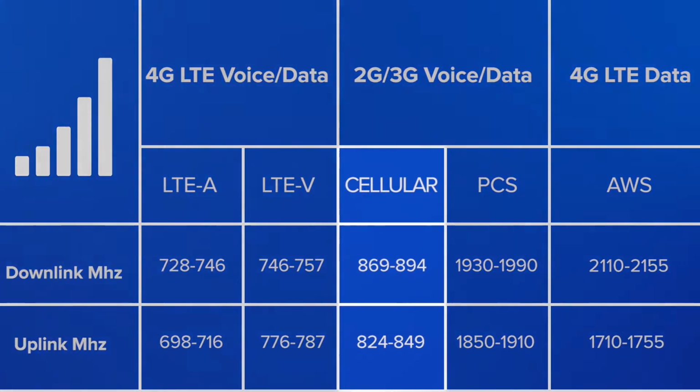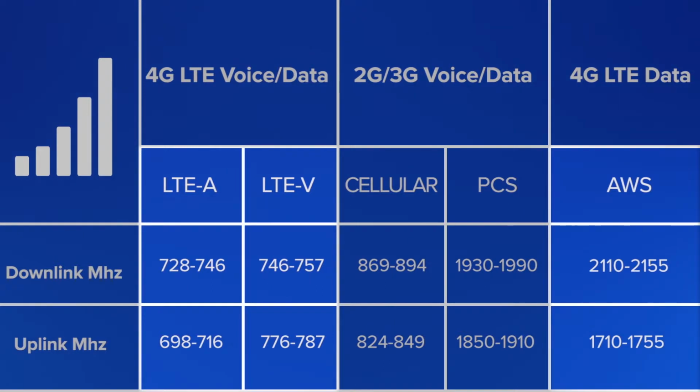Cellular, or 800 MHz, is the most used band for cellular voice and 2G or 3G data, like texts. PCS, or 1900, is also used for this, but to a lesser degree. LTE, or 700 MHz, and AWS, or 2100 MHz bands are usually used for 4G data. Some carriers are doing voice over AWS, which our amplifiers will support as well.